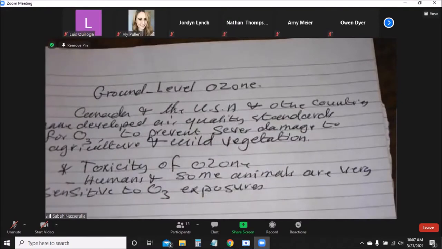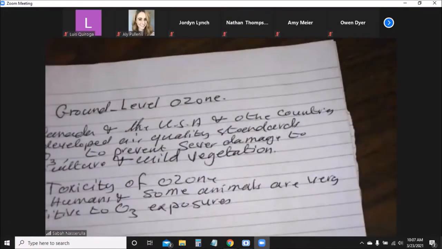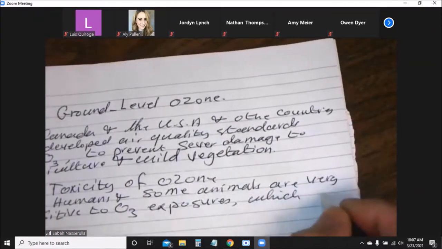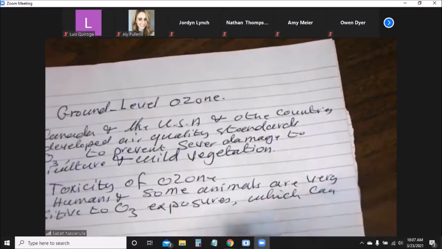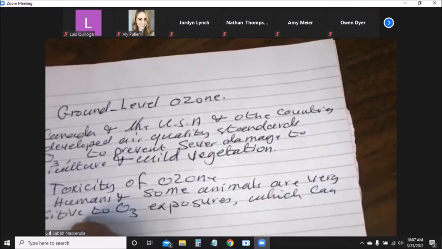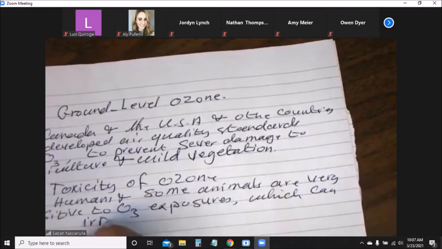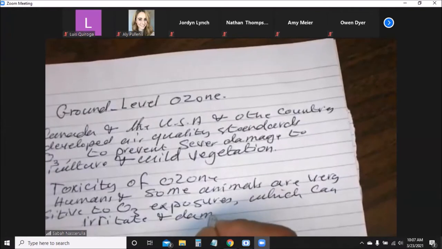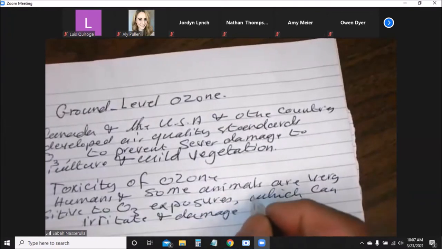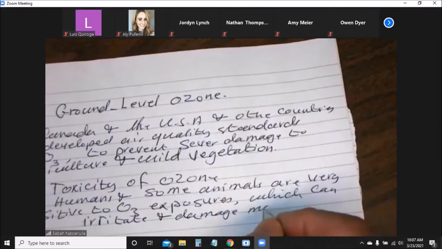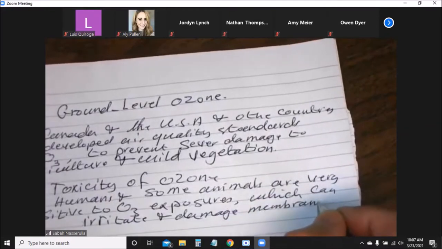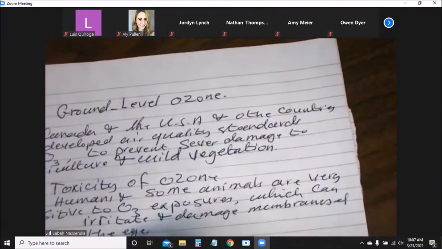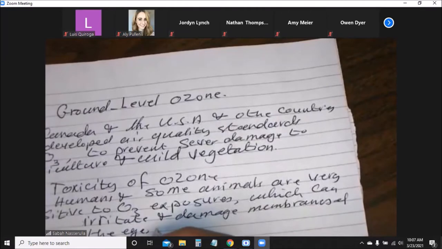Okay, and to mention basically what it can do. Exposure can, as a matter of fact, just put a point here, for example, irritate and damage the membranes of the eye, and also the respiratory system.